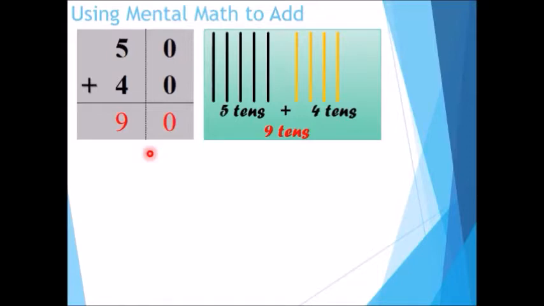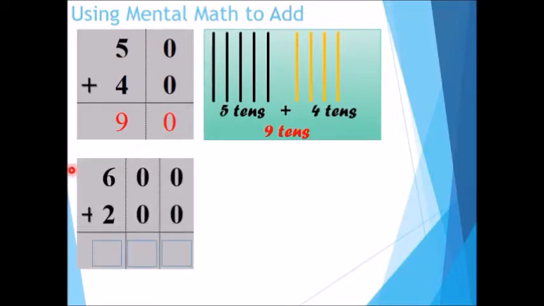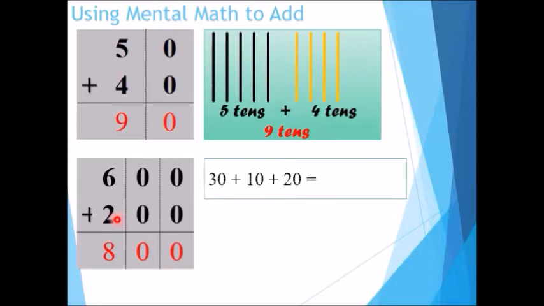Here's another problem where you just add hundreds. 600 plus 200. 6 plus 2 is equal to 8. So what is 600 plus 200? Correct, it's 800. If the numbers are friendly to work with, you can add in your head even if there are 3 addends. When you see a problem like 30 plus 10 plus 20, just add 3 plus 1 plus 2. You know it's 6. So what is 30 plus 10 plus 20? That's right, it's 60.